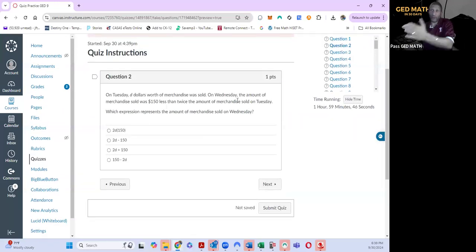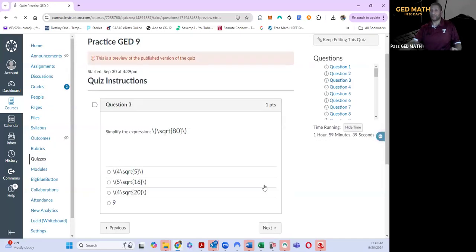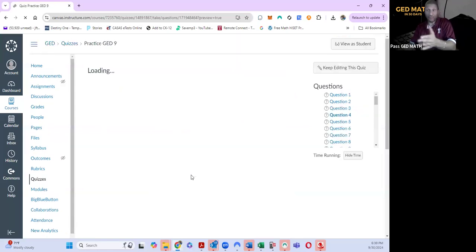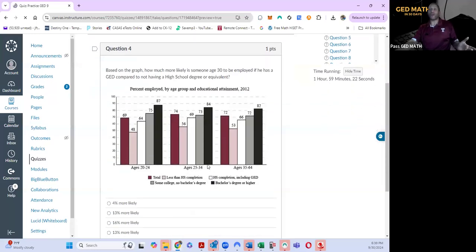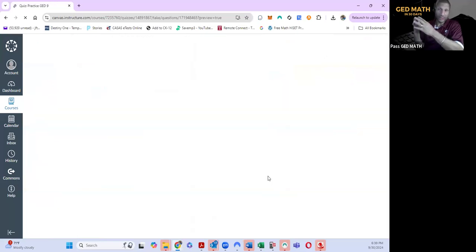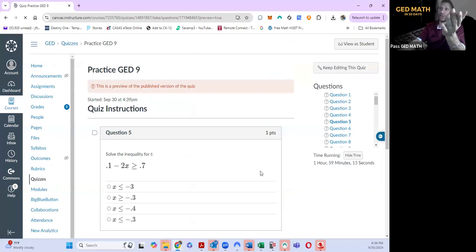Which expression represents this paragraph? A word problem. Simplifying the square root of 80. If you don't know how to do it, I got a video that shows you how to do it, or use your calculator. Okay, that's simplifying a radical. You might have one of those, not a whole lot. How do I read this graph? So what I tried to do is scour the internet. A lot of these I made. There's an inequality.